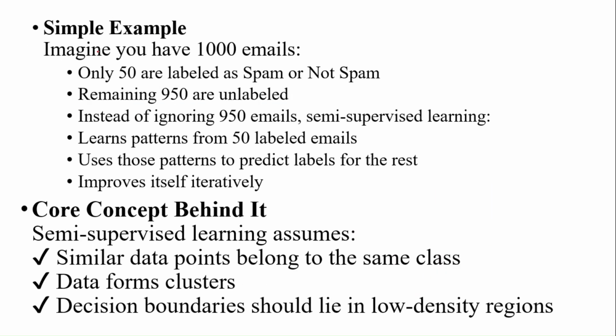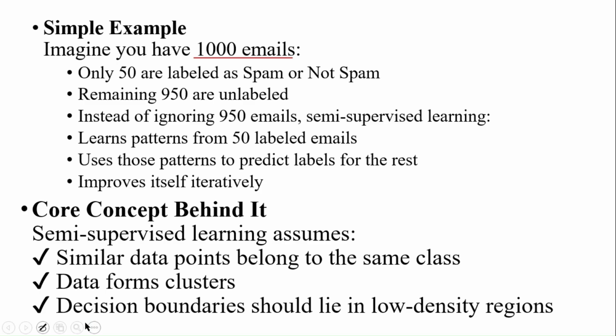An example of this learning: imagine that you have 100,000 emails. Only 50 emails are labeled as spam or not. The remaining are unlabeled. Instead of ignoring the unlabeled emails, semi-supervised learning will learn the patterns from the 50 labeled emails, use those patterns to predict the labels for the rest, and improve itself iteratively.